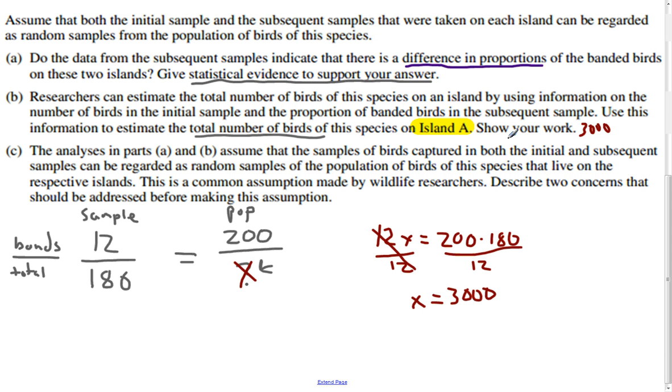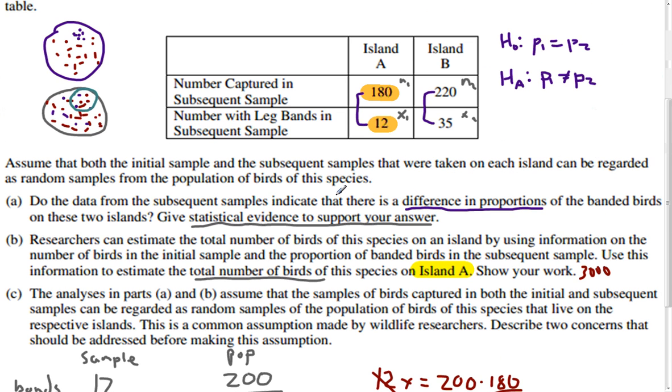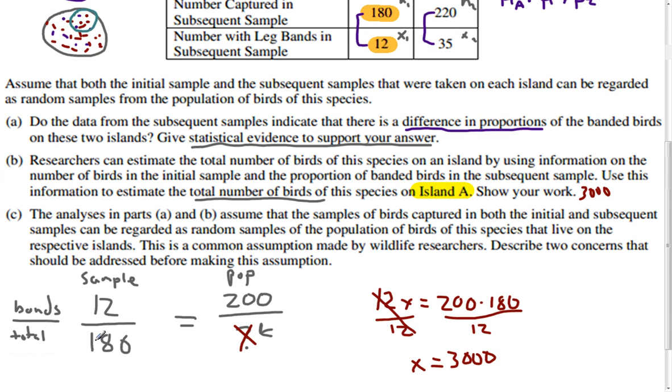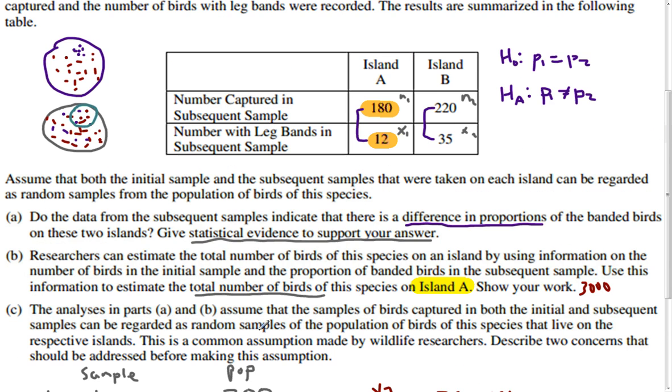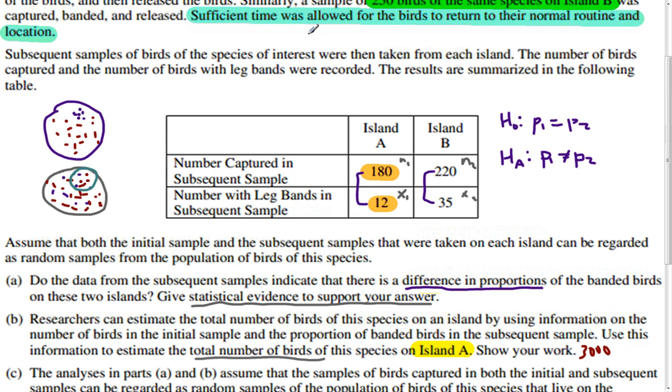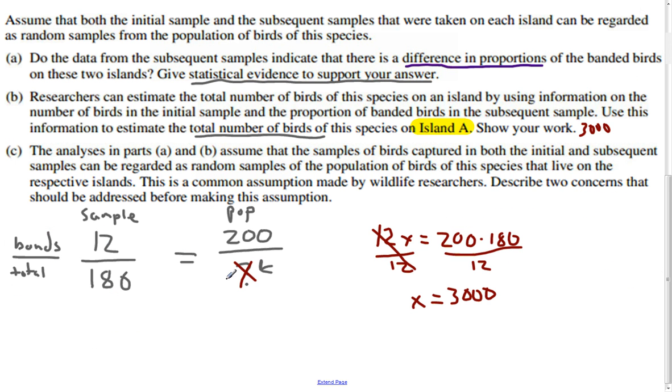And again, the way we worked this out was with a proportion. We knew that 12 birds were banded out of 180 that we captured. So 180 total birds, 12 of them had bands. And in the entire island, we know that there's 200 birds that have bands on their leg, and we don't know how many total. But if things are well mixed, we said that there was enough time here to allow things to become well mixed, we would expect this proportion to follow the way we expect it to here.